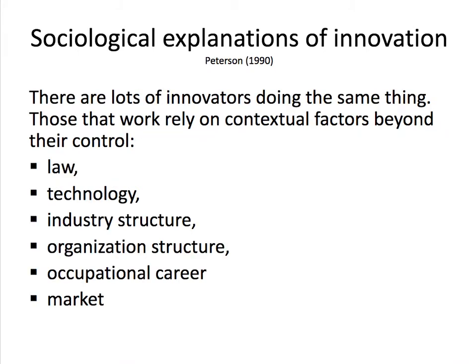Well, what he means is typically there's lots of people doing the same innovations, but only a few of them ever actually work out. Only a few of these innovators become successful. So why is that? Sociologists have looked into this question, and they suggest that typically when innovations are successful, it's because of an almost lucky coincidence between a number of factors beyond individuals or organisations.